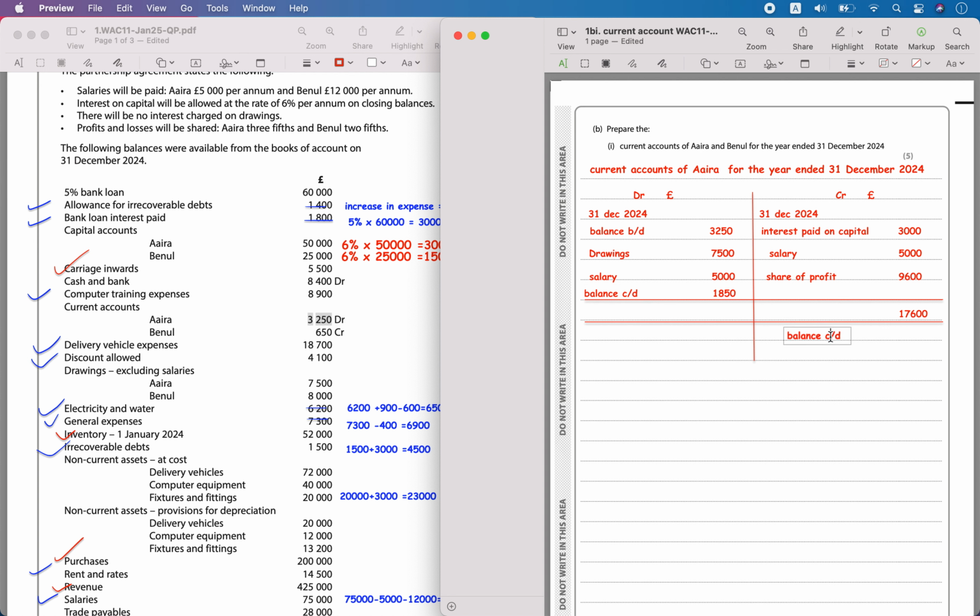That was the balance brought forward as on 1st Jan 2025. So the balance brought forward for Aaria for the current account is 1850. Now let's do the current account balance for Benul.